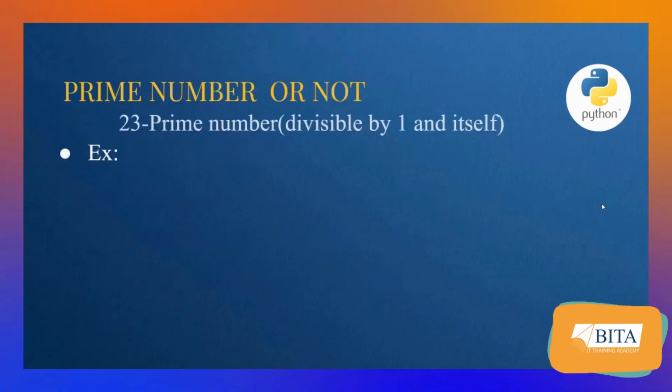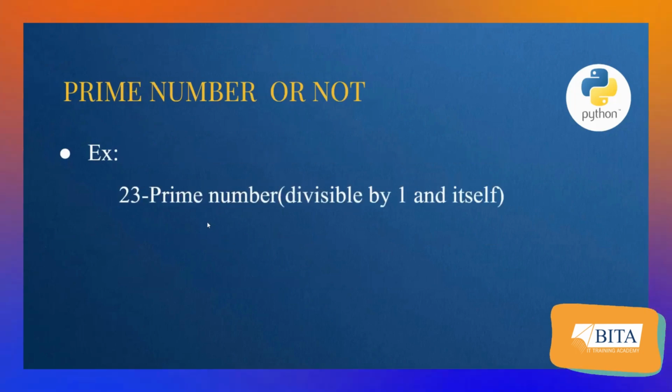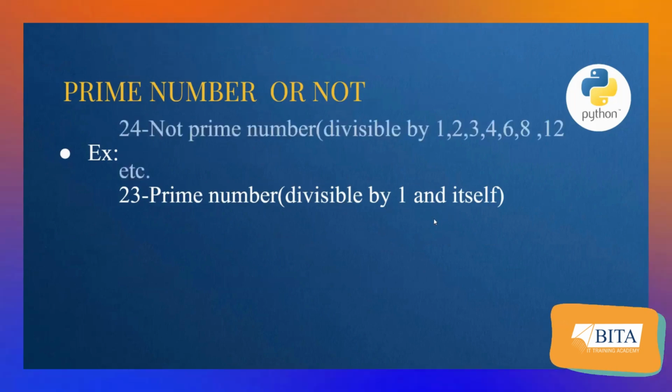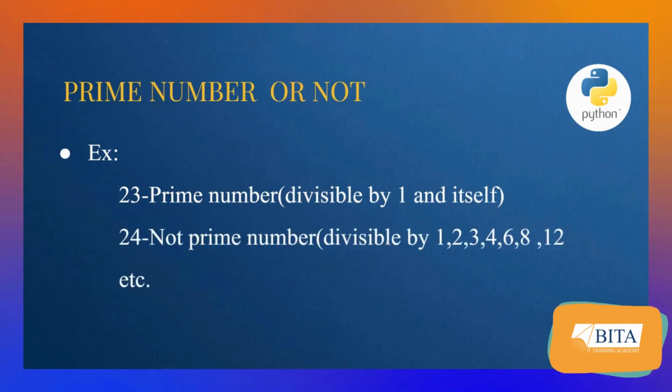Let's consider some examples. 23 is a prime number because 23 is divisible by 1 and the same number only. So that is called a prime number. If you go with 24, this is not a prime number because we can divide 24 by 1, 2, 3, 4, 6, 8, 12 and so on. So we can divide by multiple factors, and that is why we say 24 is not a prime number. We'll see this with a programming example.